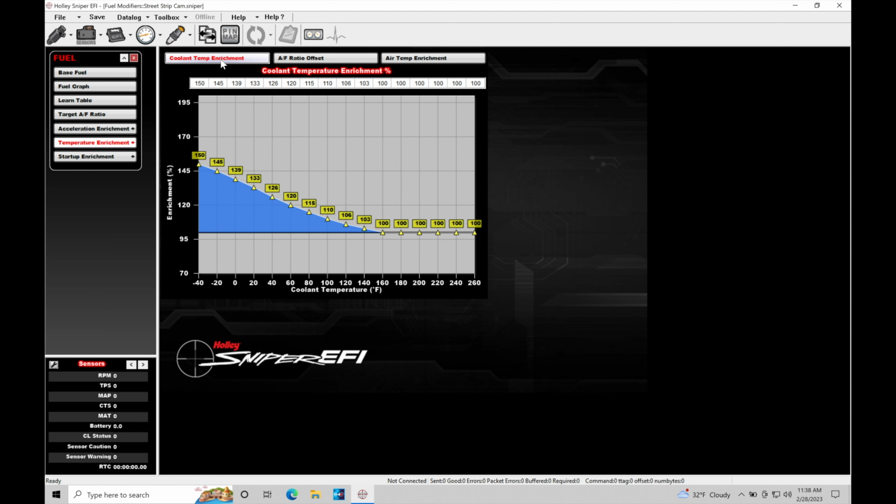So what we're going to find is we have fuel already sticking to the intake tracks, to the intake valve, so we need to put a little bit of additional fuel into the engine to overcome that fuel that's already sticking to the intake track and to the intake valve. And that is the purpose of our coolant temp enrichment table.